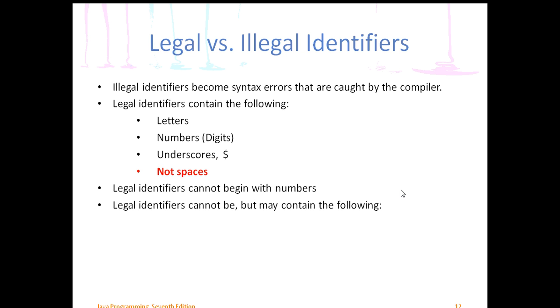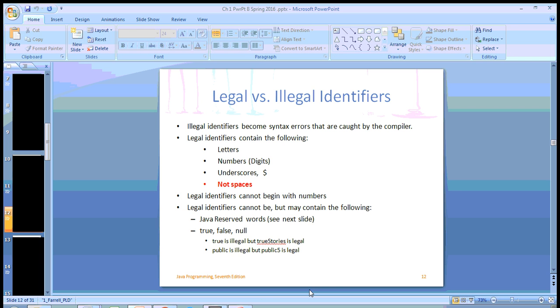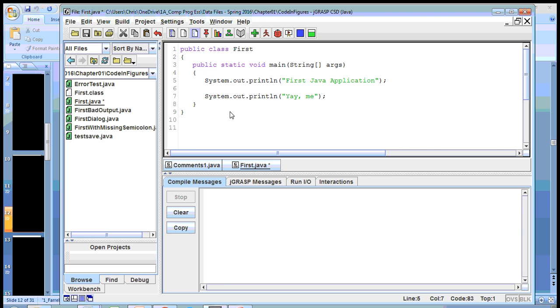Legal identifiers cannot be, but they may contain the following. So a Java reserved word. Well, what's a Java reserved word? A Java reserved word are words like, if we go to our jGRASP, words that are specific to Java that the compiler knows that it has a special meaning. So for instance, public, that is a special word. Class is one. Static and void, these purple words are all special words, and you can't use them as an identifier. Even System capitalized is going to be a problem, and things like that.